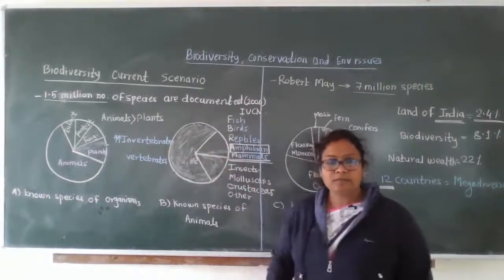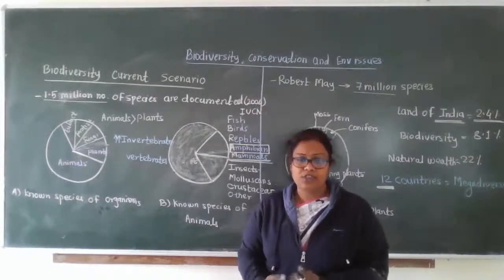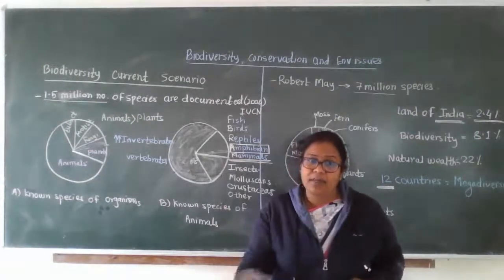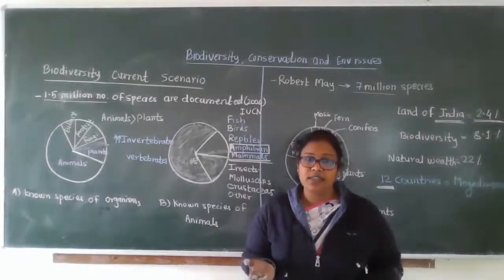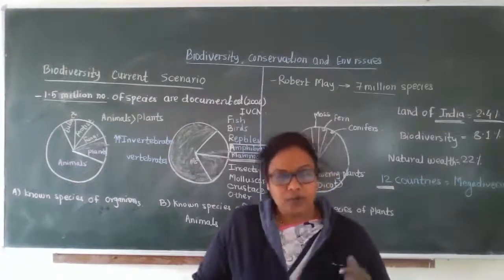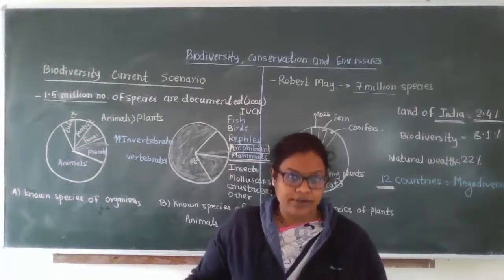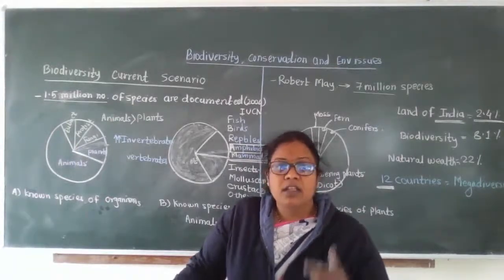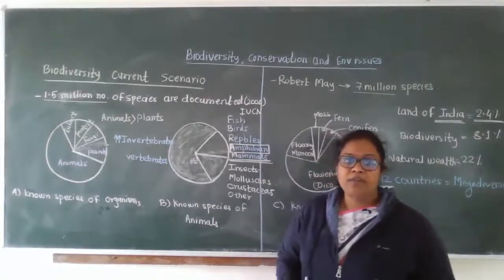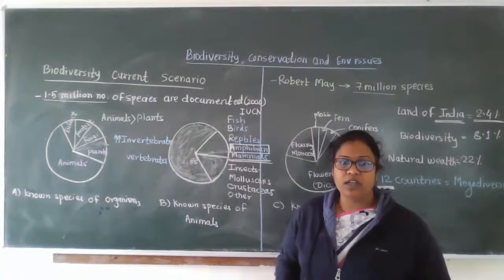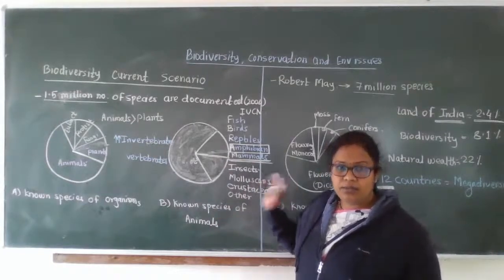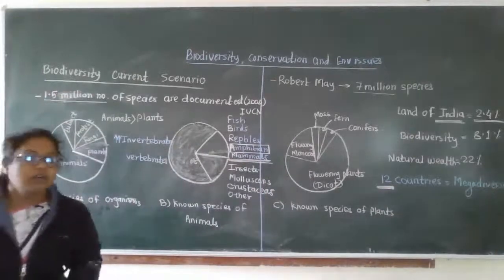As you have just recalled, the number of animals is more compared with the plants. In case of animals, the number of invertebrates is more as compared with the vertebrates. In case of invertebrates, the maximum number is of insects, right? Related with the plants, the maximum number is of dicot flowering plants, followed by monocot flowering plants, then mosses, then ferns, then conifers. So this is all related with the recent scenario of biodiversity, explained according to the number of species present in that area. This is all related with the pie chart.